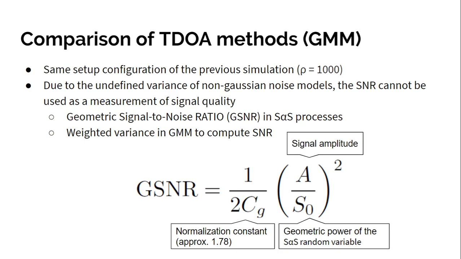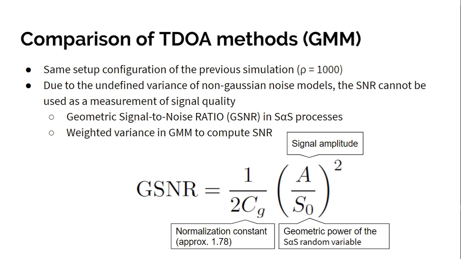We're going to compare them in non-Gaussian model noises. This is really interesting because it's a comparison that is not available in the literature. So it's going to be interesting to see how these algorithms behave under non-ideal conditions. We have the same setup, only two sensors, but the source signal is going to be affected by GMM noise.